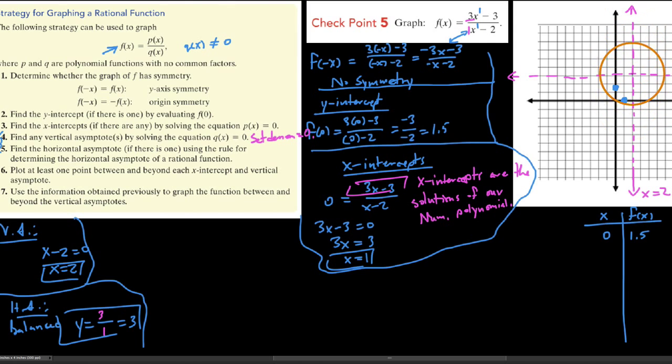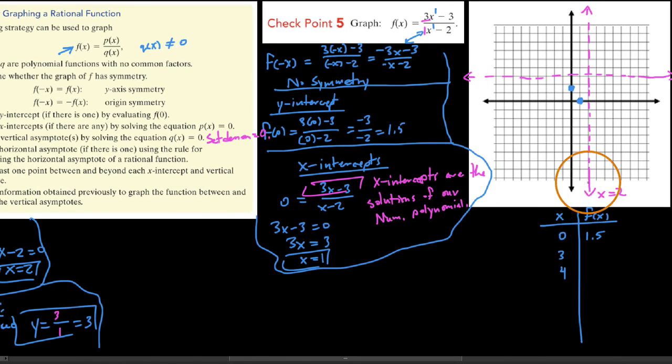And as we get really close to this x value, where it's undefined, our graph is either going to decrease or increase without bound. So with respect to what we do next, it says number 6 here, it says plot at least one point between and beyond each x-intercept and vertical asymptote. So that means on our table here, because our vertical asymptote is at 2, I'm going to plug in 3 and 4. I'm also going to plug in 0 and 1, which I don't need to do 0 because I already did. And 1 was already done for us when we found that intercept there.